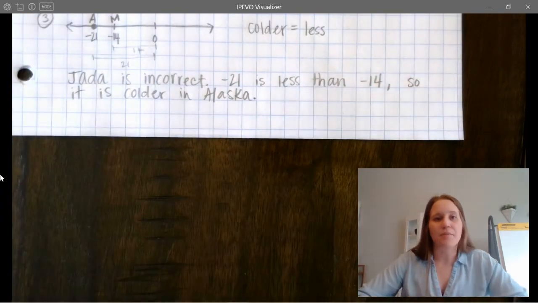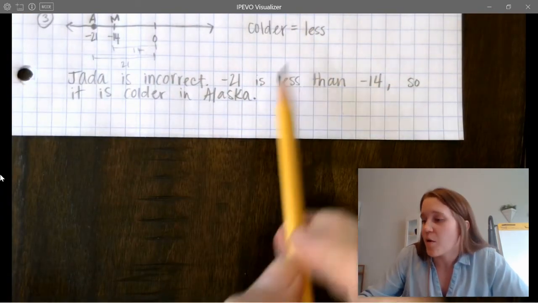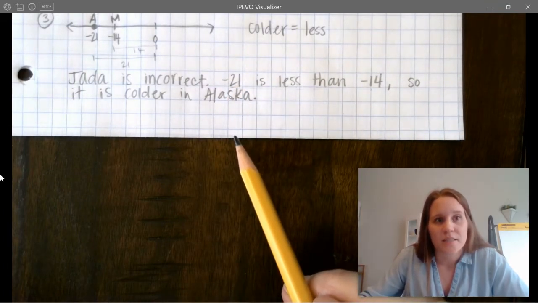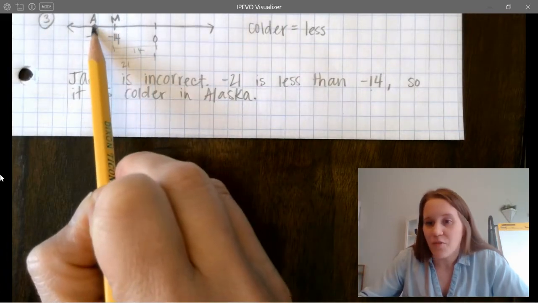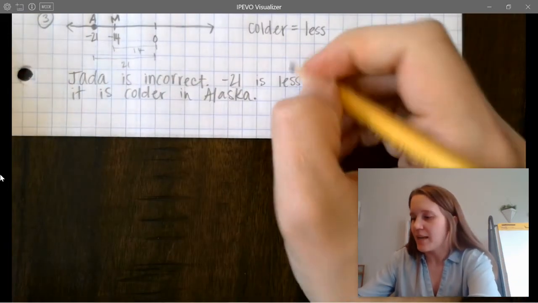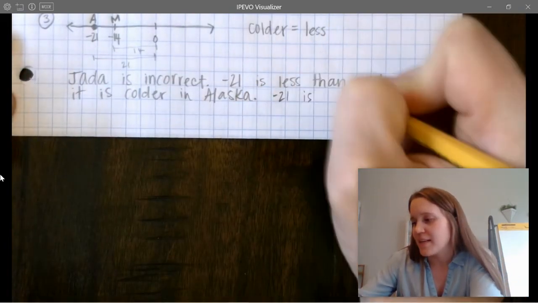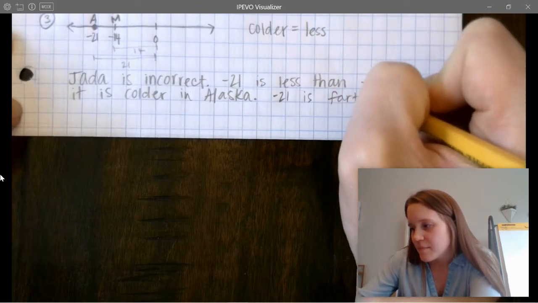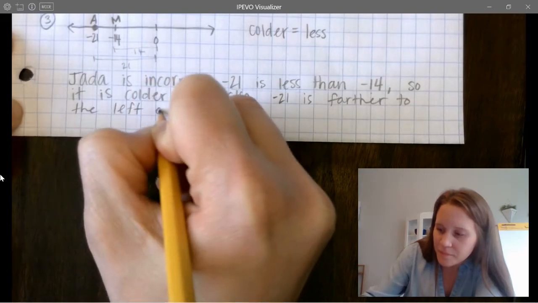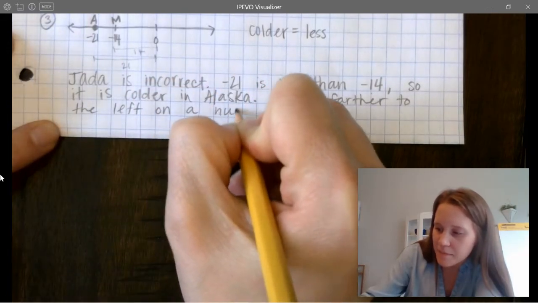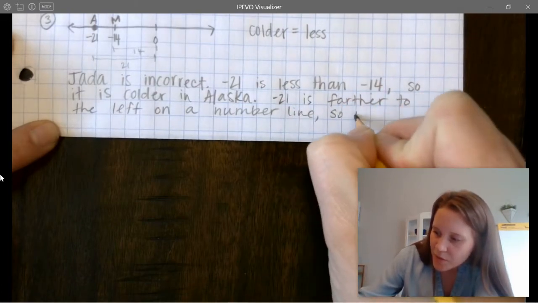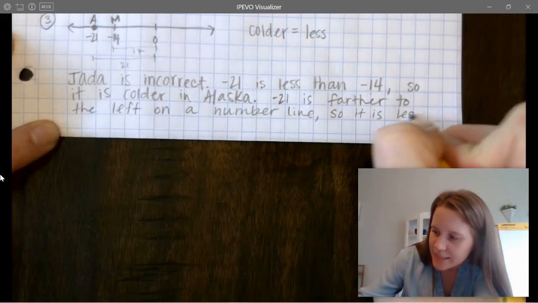I think this answer could probably be even stronger if we proved how we know that negative 21 is less than negative 14. So the reason that I like to use is that it's farther to the left, so it's less. Okay, negative 21 is farther to the left on a number line. So it is less.